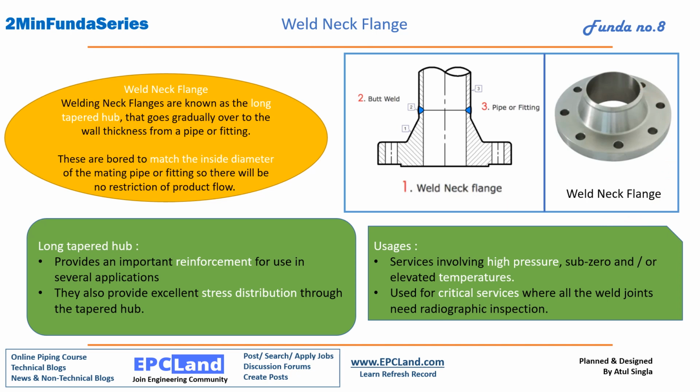Services involve high pressure, zero, sub-zero and elevated temperature. Because of this reinforcement nature, and because this is a very strong type of flange, it can be used at high pressure and elevated temperatures, and also for critical services where all the weld joints need radiographic inspection. So these are its uses, based on which we can use it in piping systems in our chemical industry.